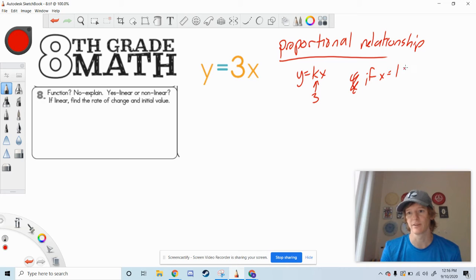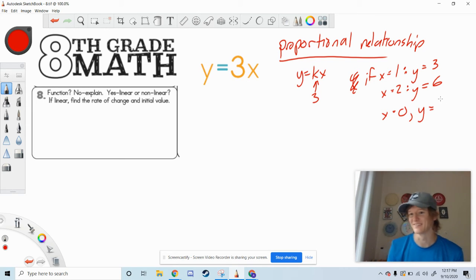x equals 1, y equals 3 times 1 is 3. x equals 2, y equals 3 times 2 is 6. If x equals 0, y equals 0 times 3 is 0. This is proportional because this goes through the point 0, 0.